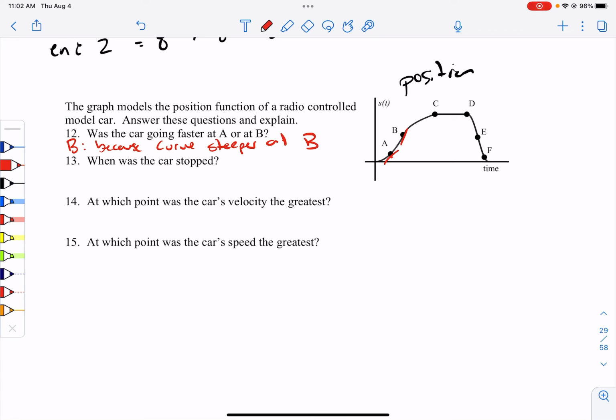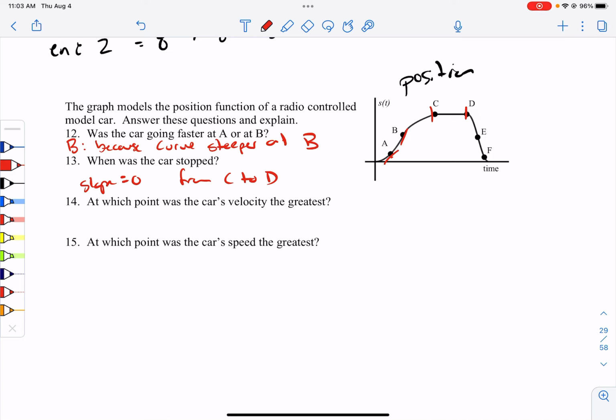When was the car stopped? All right, let's think about what that means. The car is stopped when it's not moving, right? The car is stopped when my velocity is 0. My velocity is my slope. So where is my slope 0? It looks to me like from C to D. From C to D, my slope is 0, which means I'm not moving. At least it appears to be 0. We can assume, if it looks like it's 0, it's 0.